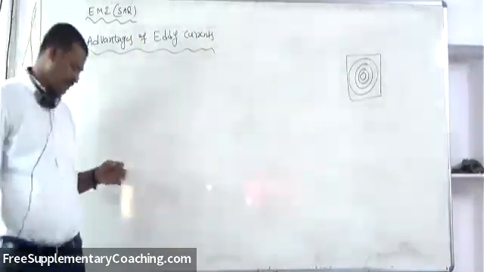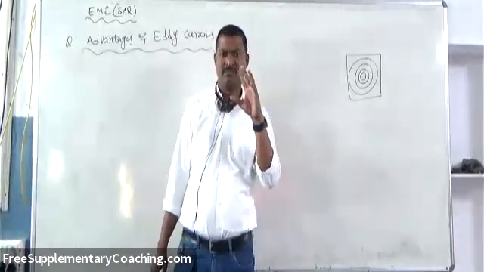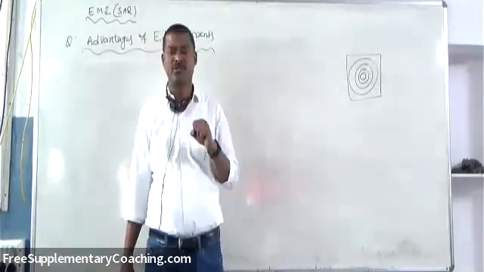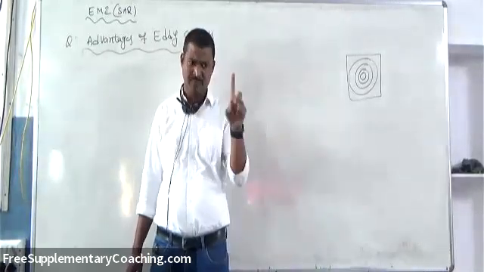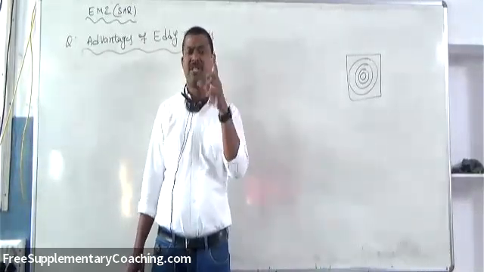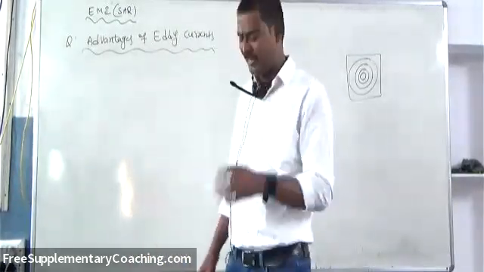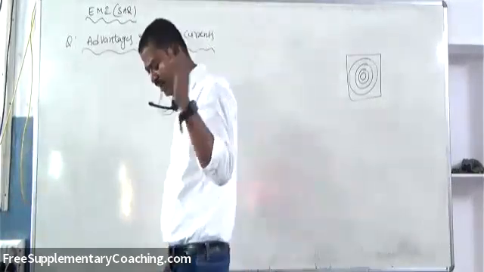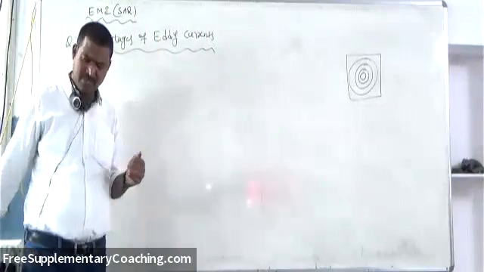Last one, there is an electric meter. In an electric meter also we can use it. You know, in an electric meter there is a disc that rotates. This rotation of the disc is possible due to eddy currents, right? So these are the main advantages of eddy currents.